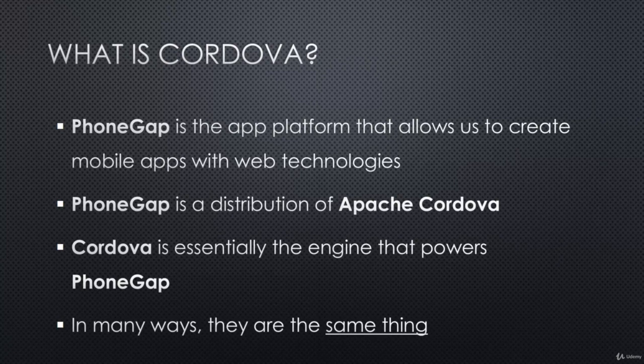Alright, now when we work with PhoneGap, we need to install Apache Cordova. And some people get confused because PhoneGap and Cordova are often used synonymously. So I'll try to clarify that. Basically, PhoneGap is the app platform that allows us to build these mobile apps using web technologies. But PhoneGap is a distribution of Apache Cordova. Okay, so Cordova is essentially the engine that powers PhoneGap. So in many ways, they are the same thing. And we'll talk more about this as we move along.